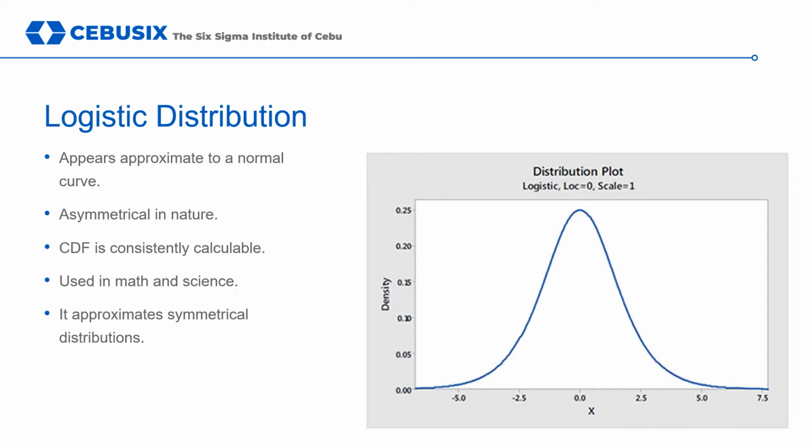The logistic distribution also appears to approximate the normal curve and is in fact used in some science and math functions to approximate other symmetrical distributions. This is because the CDF of a logistic distribution is more consistently calculable. Remember that the CDF is the cumulative density function and calculates the probability that a given data point is less than or equal to x, where x is any point on the x-axis of a probability curve.